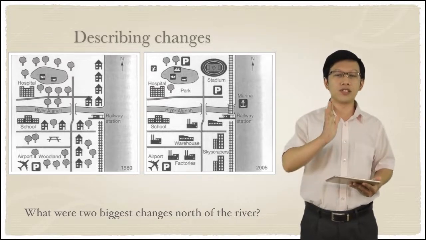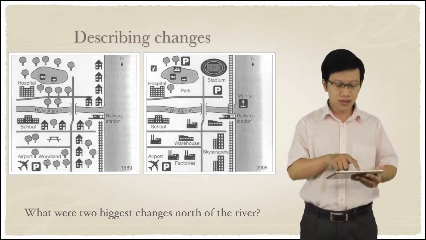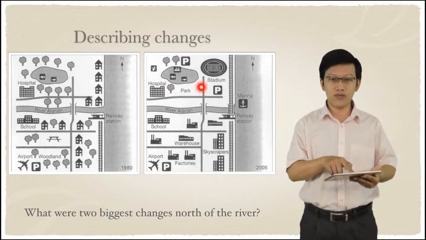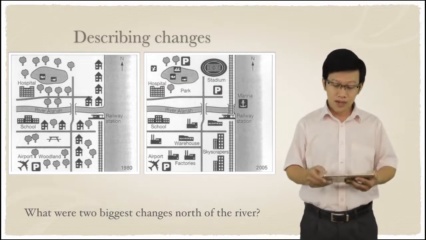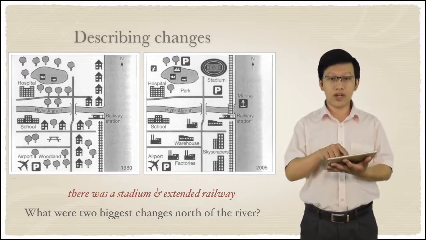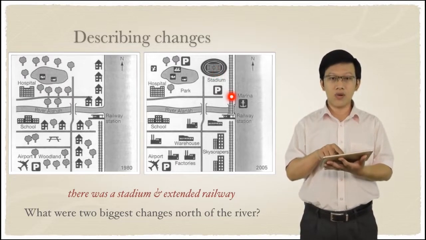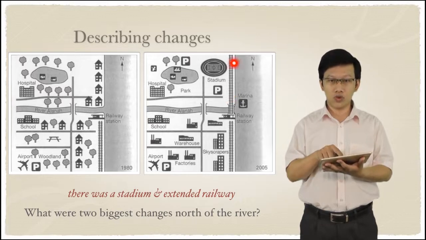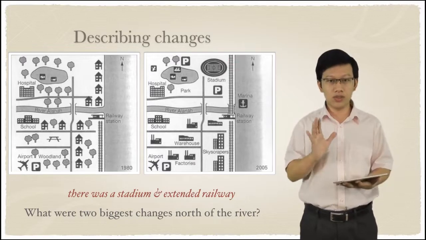What are the two biggest changes north of the river? Now this is the area north of the river. What are the two biggest changes? Well, I think the two biggest changes are a new stadium right here and the extended railway. I mean, the railway station goes further to the north. That's it. So those can be the two biggest changes.